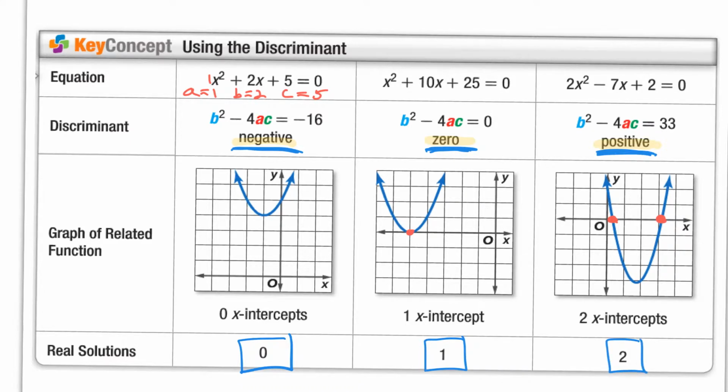And that's what we want to say. When it's positive, we know we have 2 real solutions. When it equals 0, we have 1 real solution. And when it's negative, we have no real solutions, which means we have imaginary ones, but we're not going to do those in this class. Now for the picture, when you have a negative discriminant, the graph is not going to touch the x-axis. When the discriminant is 0, the graph touches only 1 point on the x-axis. And when the discriminant is positive, the graph touches the x-axis at 2 different points.